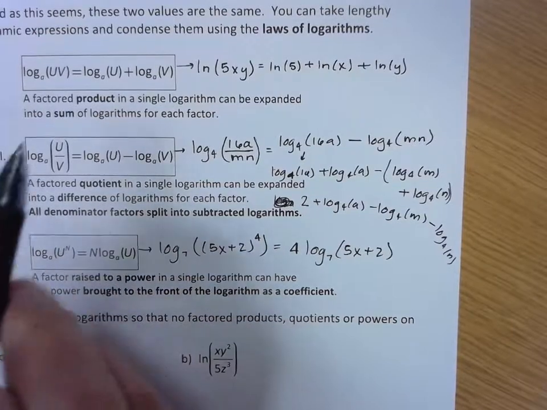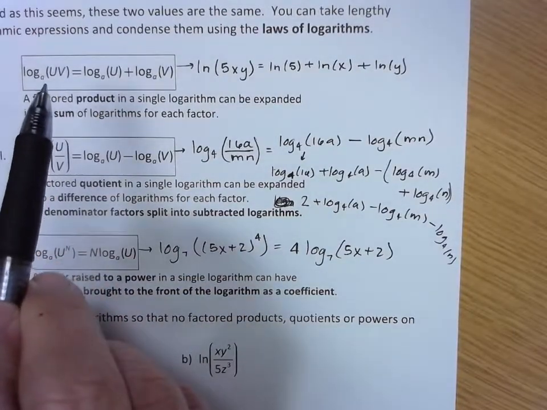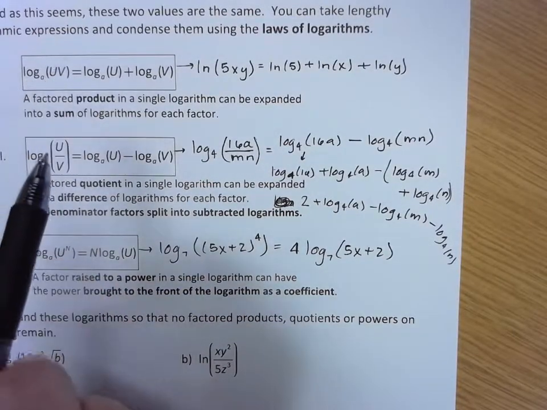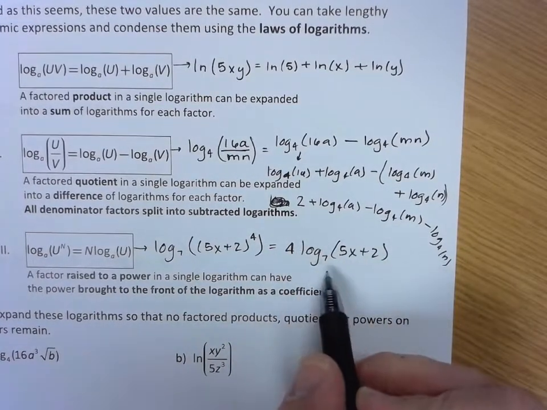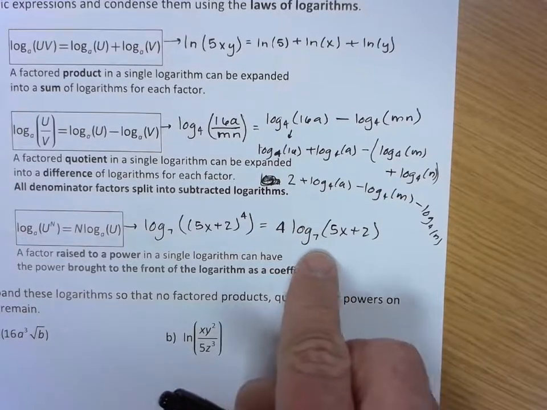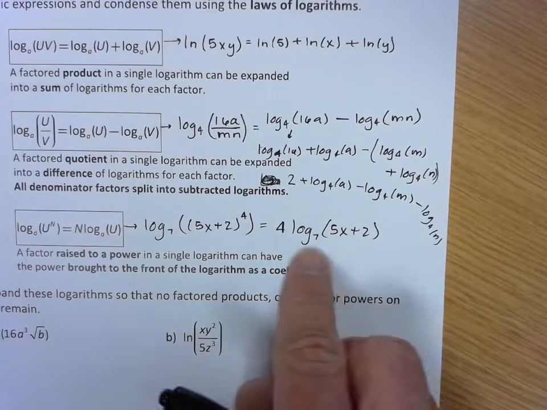Now notice, none of these laws say anything about expanding the logarithm of a sum or the logarithm of a difference. So don't make the mistake here of creating a property that doesn't exist. You cannot turn this into log base 7 of 5x plus log base 7 of 2.